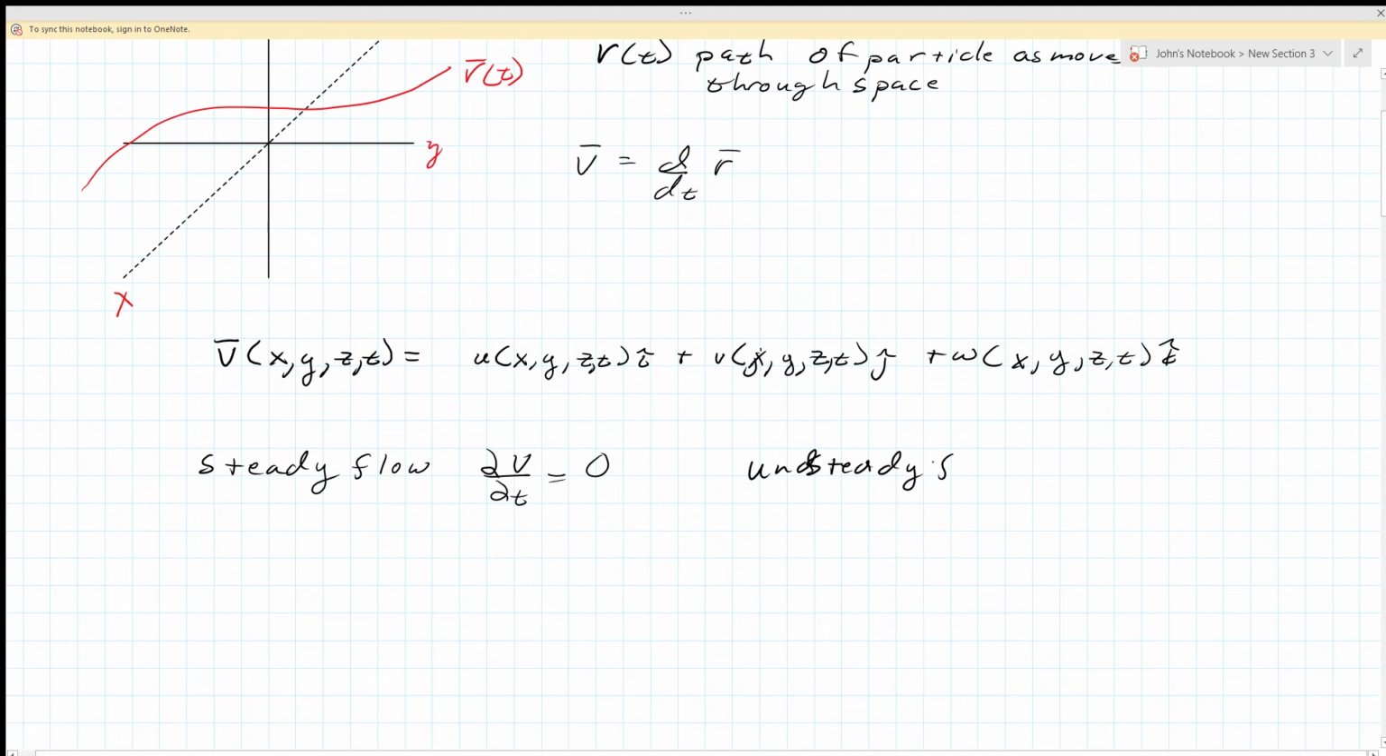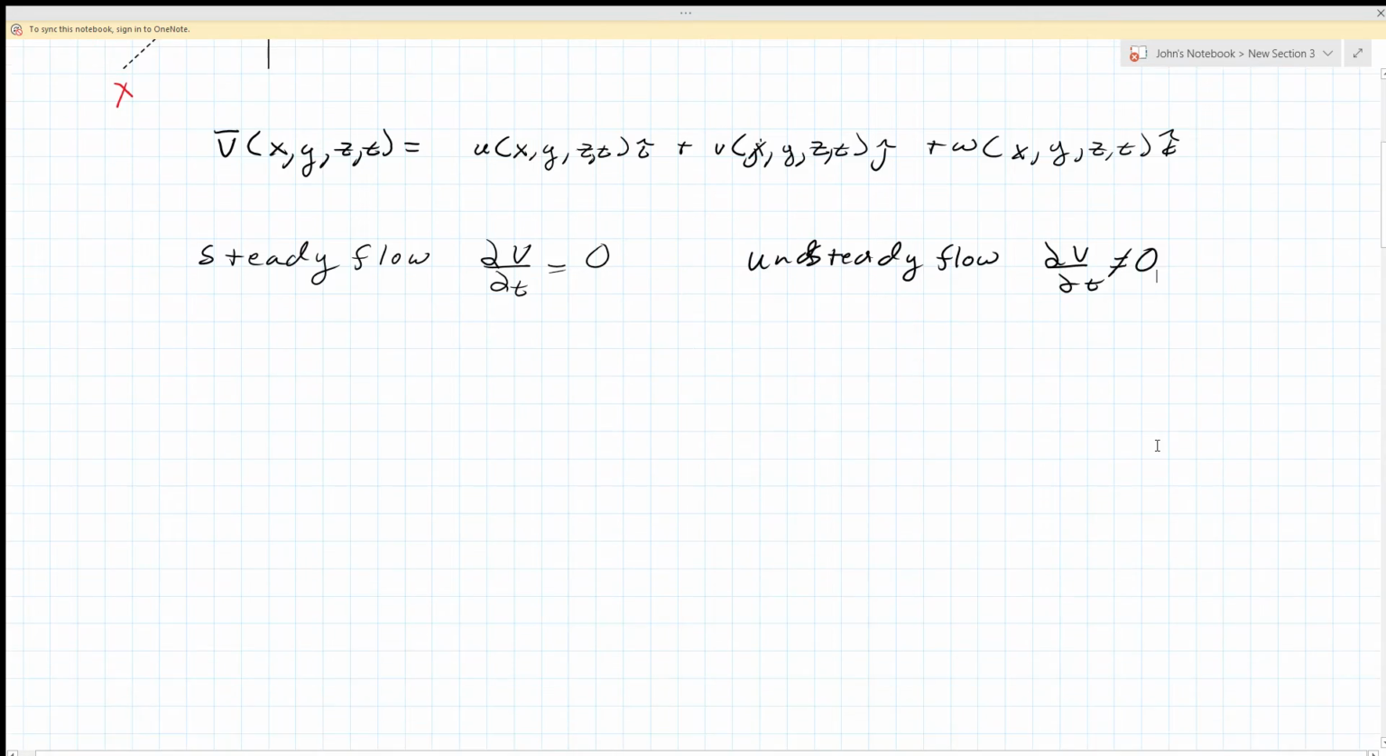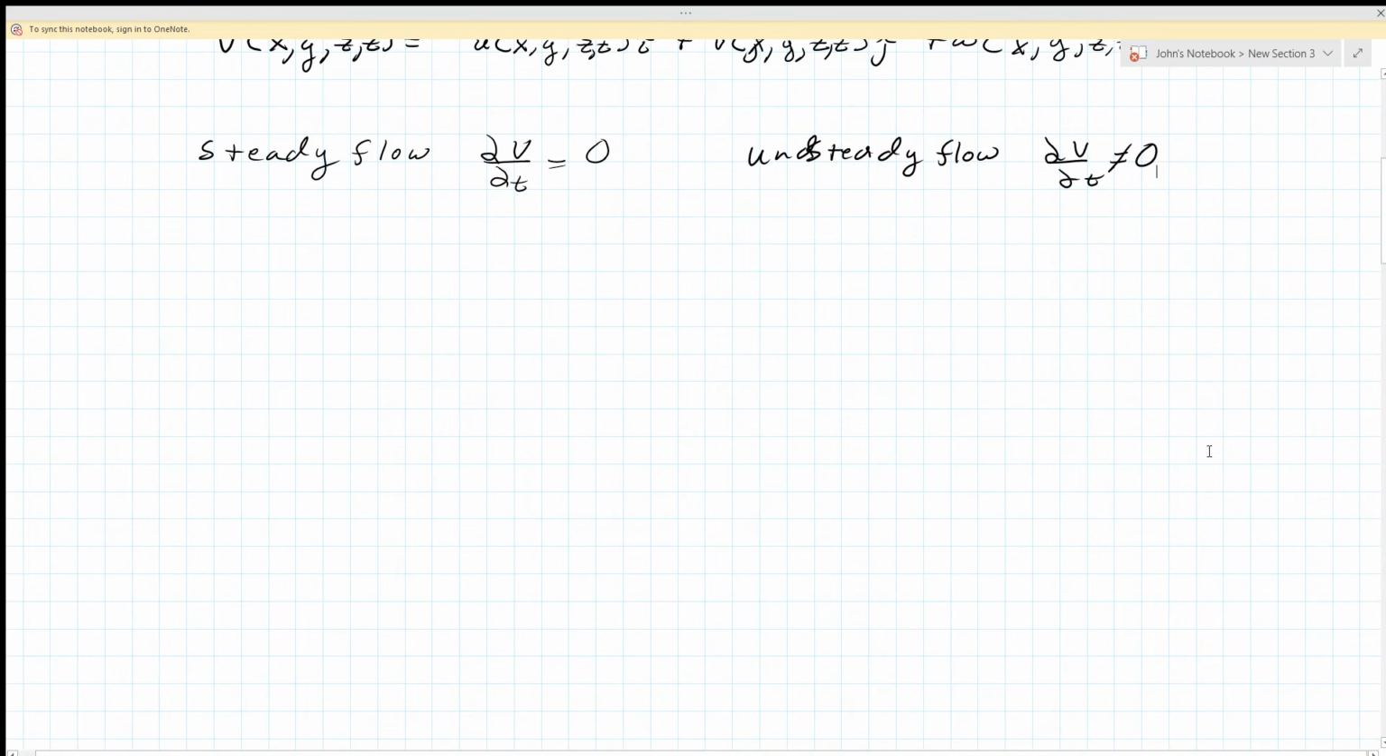And that problem makes your life a lot more difficult. Trust me, just imagine it. You're having to deal with an extra derivative in whatever you're solving. It's going to be more difficult. So a lot of the time you're going to be dealing with a steady flow assumption, and it's going to make your life easier, and you can use the steady flow analysis to approximate a lot of the flows you're going to come across in real life.